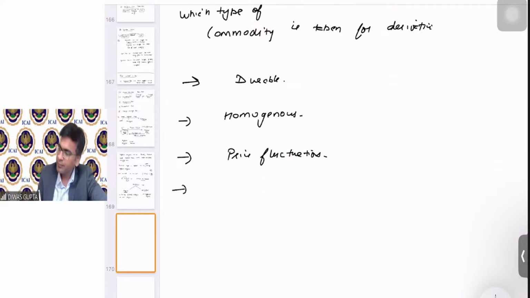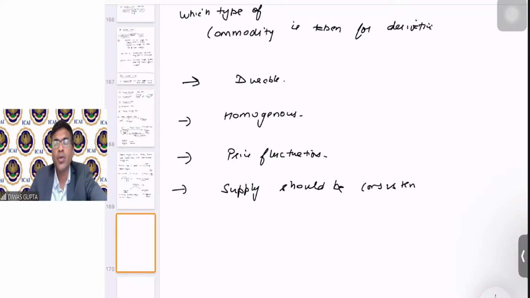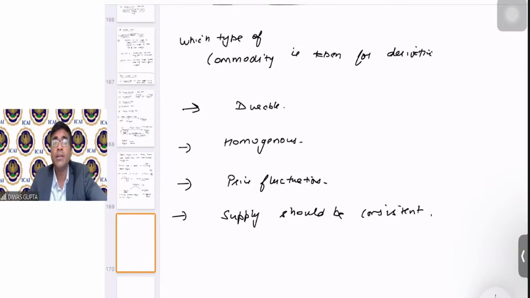Then there should not be any breakdowns. What I'm mentioning is that supply should be consistent. It should not happen that there are concerns over demand and supply, or specifically concerns over the supply. So if these things are generally present in a commodity, that commodity can be taken as an underlying for commodity derivatives.